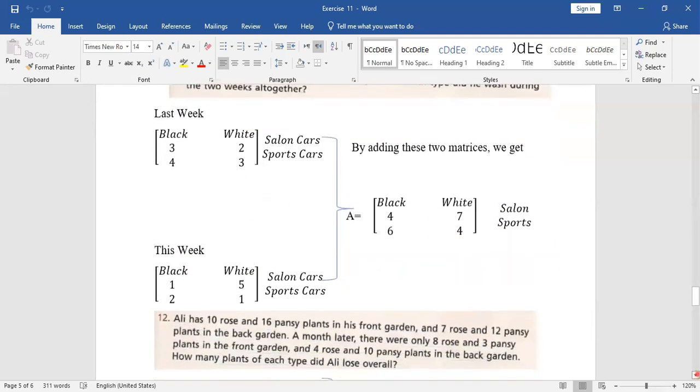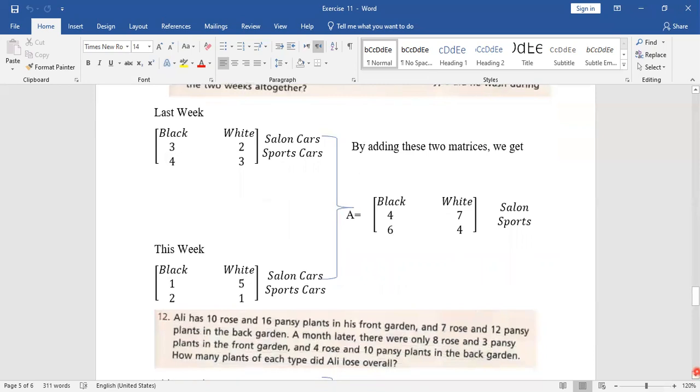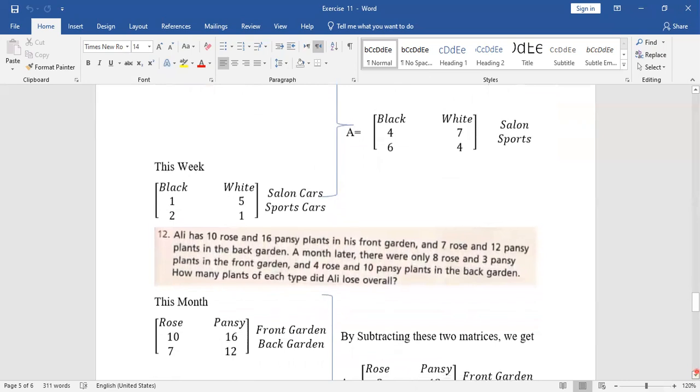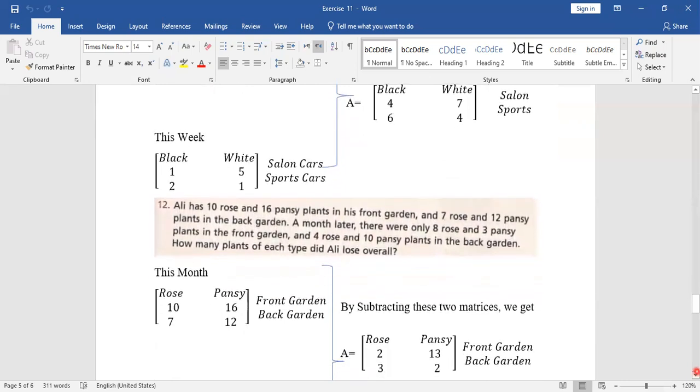How we are representing these statements shows we can represent our daily life information. We can represent daily life examples in the form of matrices easily. Ali has 10 rose and 6 pansies plants in his front garden and 7 rose. Now underlined 10 rose, 16 pansies plant in the front garden. Front garden is the main thing. And 7 rose and 12 pansies plants in the back garden.